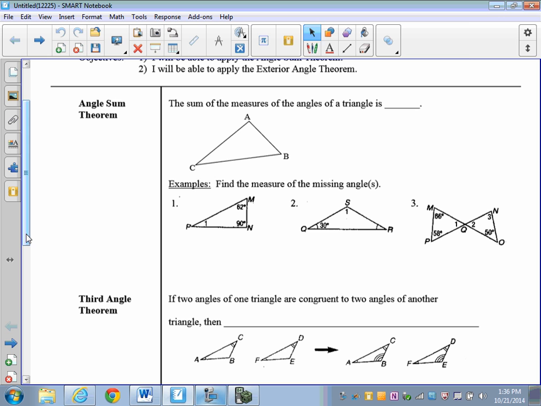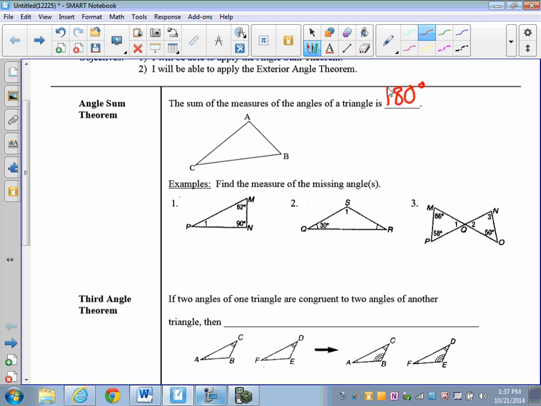This is one of the more important things that you'll learn in geometry. The sum of the measures of the angles of a triangle is always 180 degrees. We've already seen 180 is an important number because we have so many angles that are supplementary, while triangles, all three angles, the interior ones, will add up to 180 degrees.